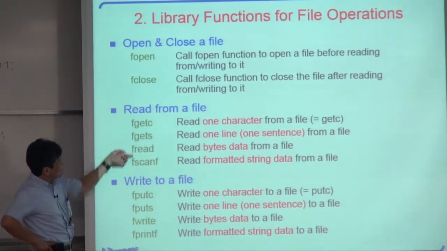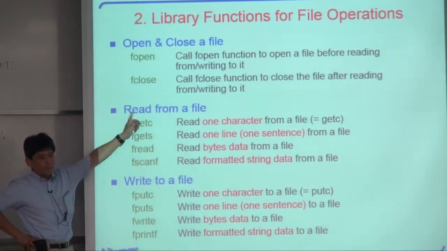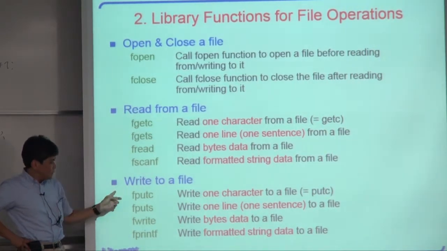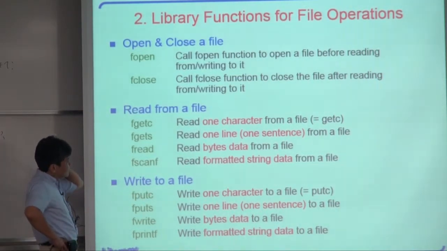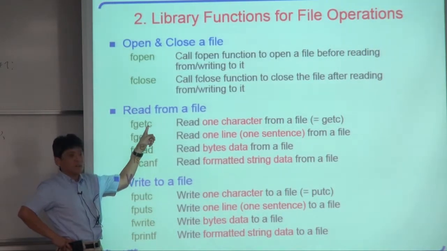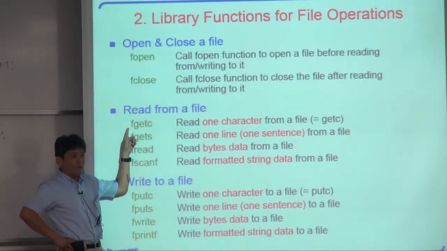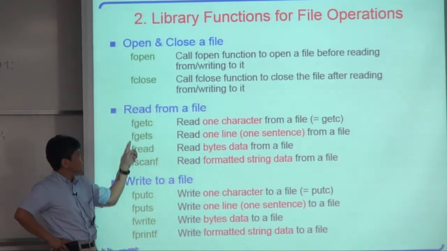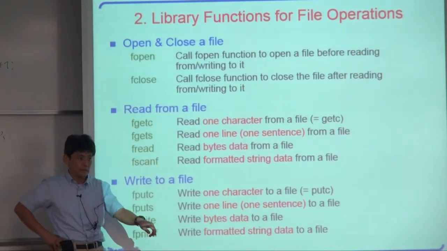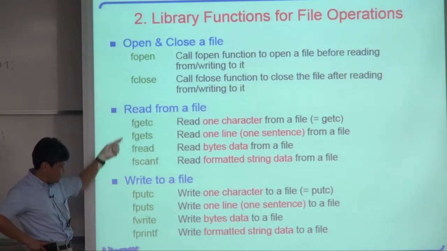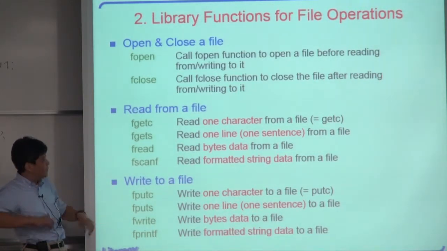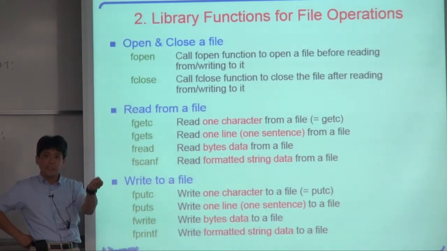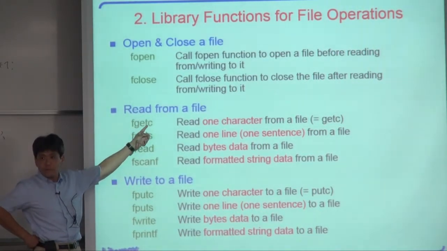These four functions are especially for reading files, and these four functions are for writing files. It is not so difficult to remember the function names. C means character, S means string, F is file. And get or put: get means read, and put means write. So you can easily imagine the actual functionality of each function. If you want to read characters from a file, you can use the fgetc function.